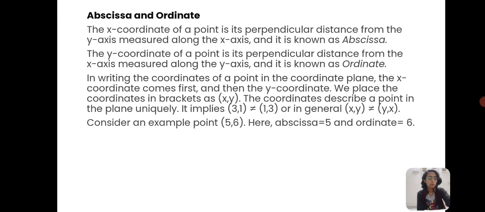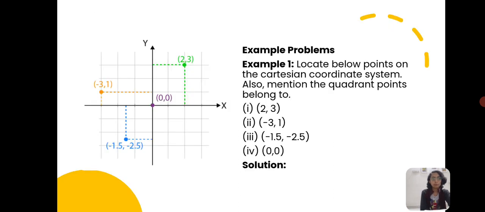It implies (3, 1) is not equal to (1, 3), or in general (x, y) is not equal to (y, x). Consider an example point (5, 6). Here the abscissa is 5 and the ordinate is equal to 6. Example problems for the Cartesian coordinate system.